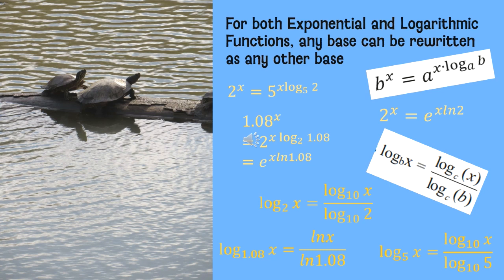How about log of base 1.08 with x plugged in, changing it to natural log? In the numerator should be natural log of x, the input. In the denominator should be natural log of 1.08, the old base. Log base 5, turning it into log base 10. In the numerator should be log base 10 of x, and the denominator should be log base 10 of the old base of 5.